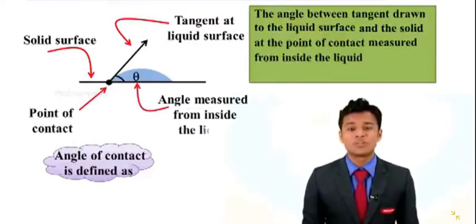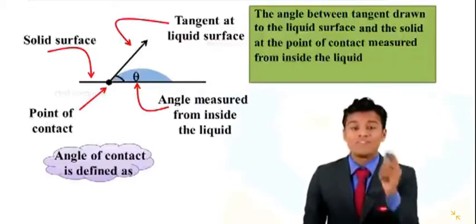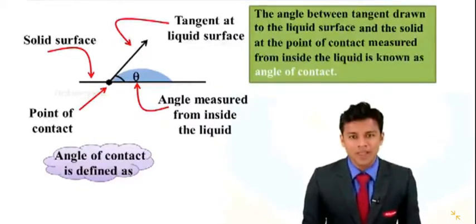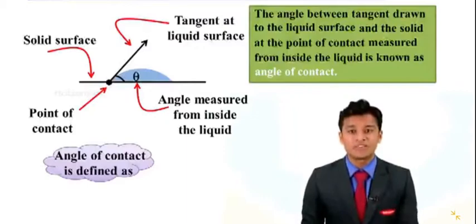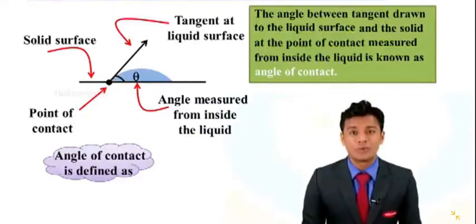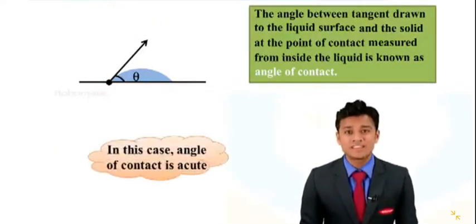So theta has to be measured from inside the liquid. The angle which you get right now is called the angle of contact. Let us repeat the definition again. It is the angle between the tangent drawn to the liquid surface and the solid surface at the point of contact measured from inside the liquid. Class, in this case, the angle of contact is acute, that is less than 90 degrees.